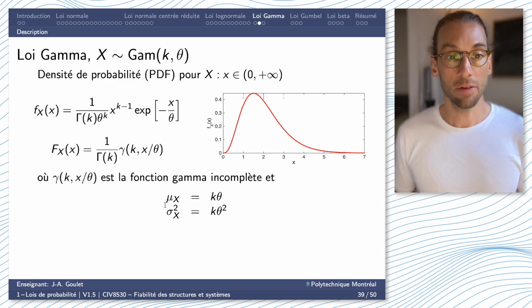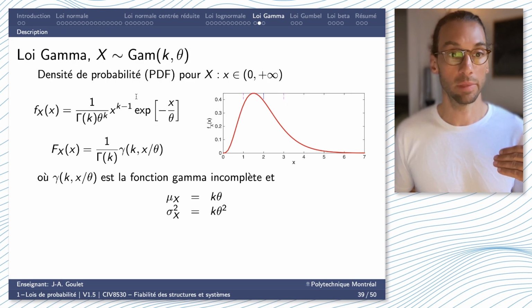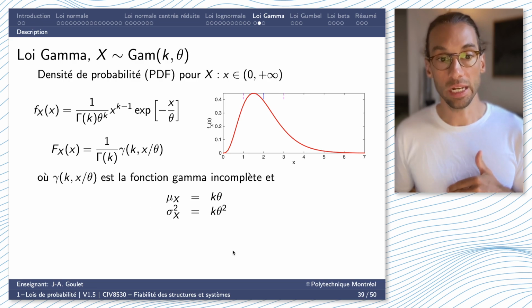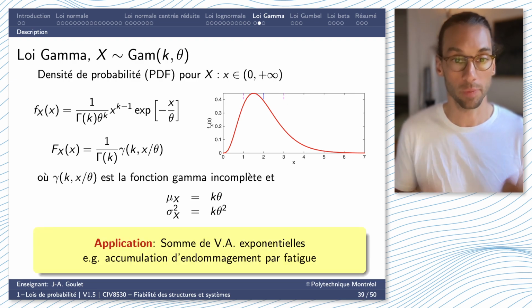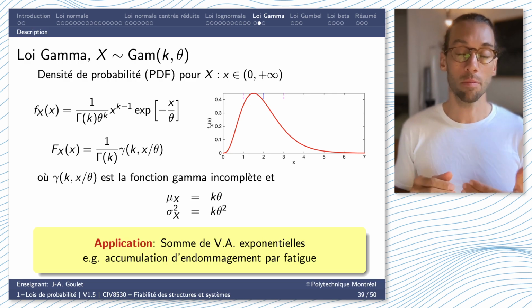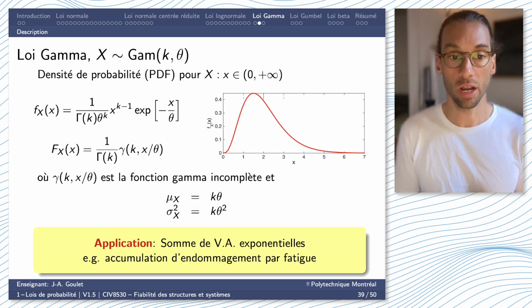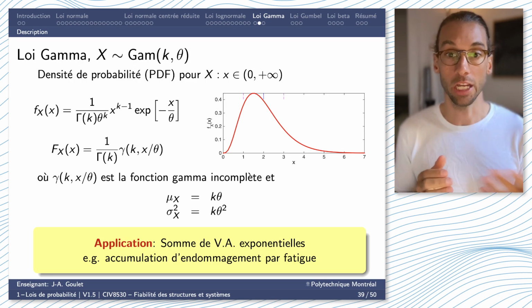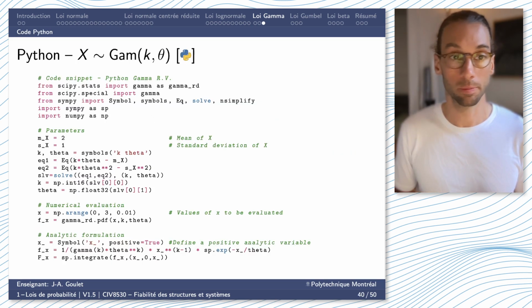And if we want to go from the mean and variance of my gamma random variable into its native parameters k and theta, we need to solve this system of two unknowns, two equations. And typically we're going to use the gamma distribution to model the sum of exponential random variables. This is typically what we would get if we want to look at the accumulation of fatigue damage.